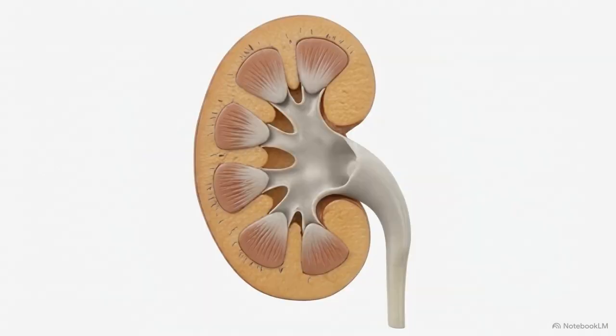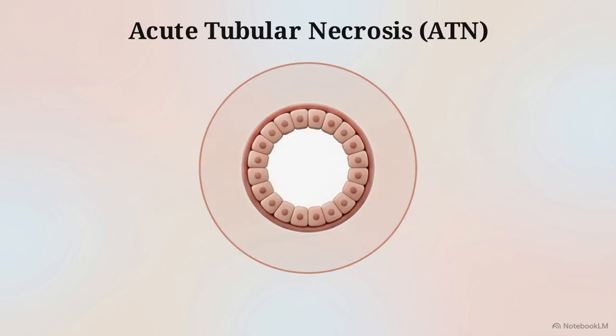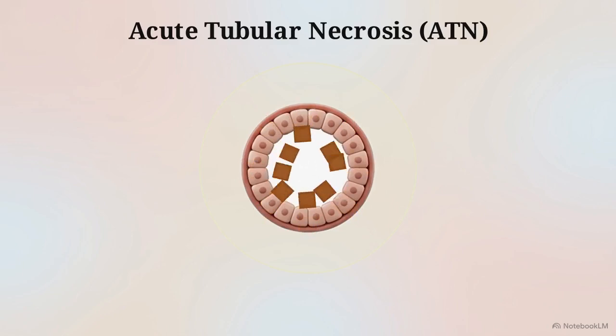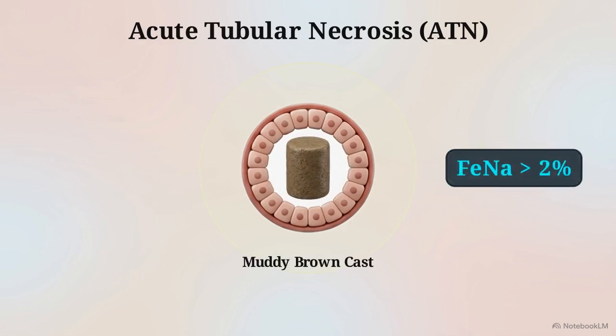Moving to Module 2, we examine the kidney. Differentiating the causes of intrinsic acute kidney injury relies entirely on identifying specific microscopic signatures in the urinary sediment. Consider acute tubular necrosis, triggered by profound hypotension or direct nephrotoxins. These insults cause epithelial cells to die and slough off. The necrotic debris forms pathognomonic muddy brown granular casts within the lumen, presenting with a fractional excretion of sodium greater than 2%.